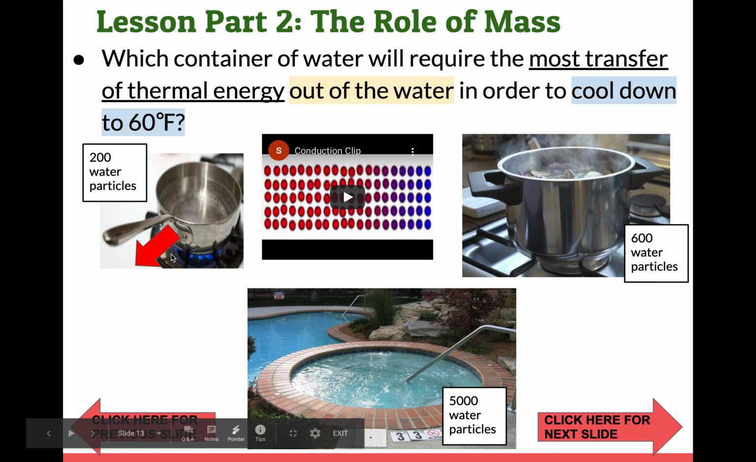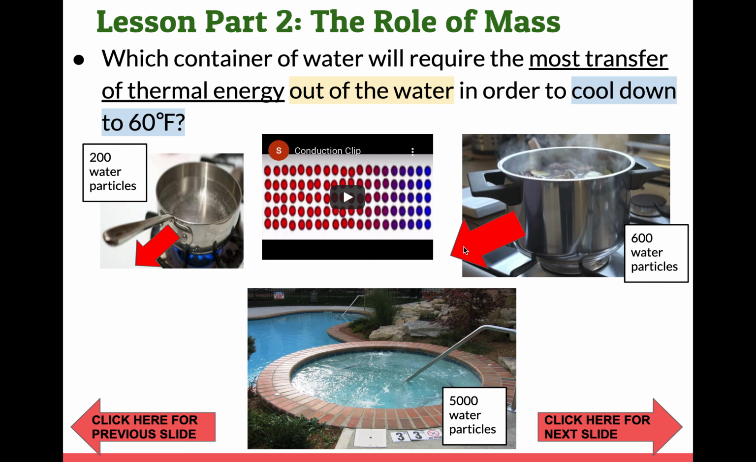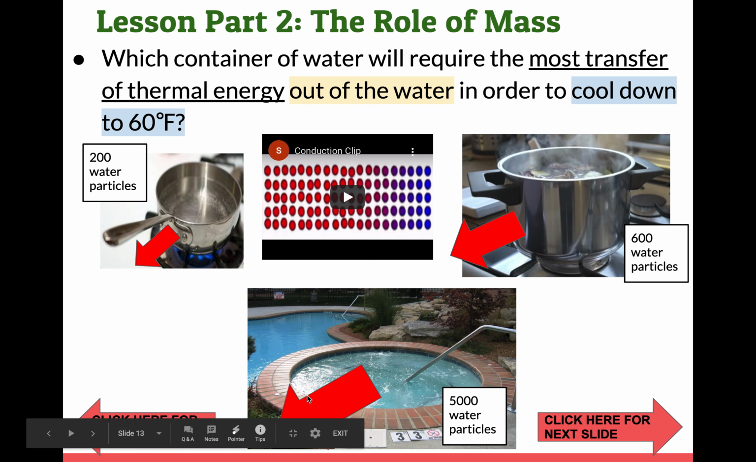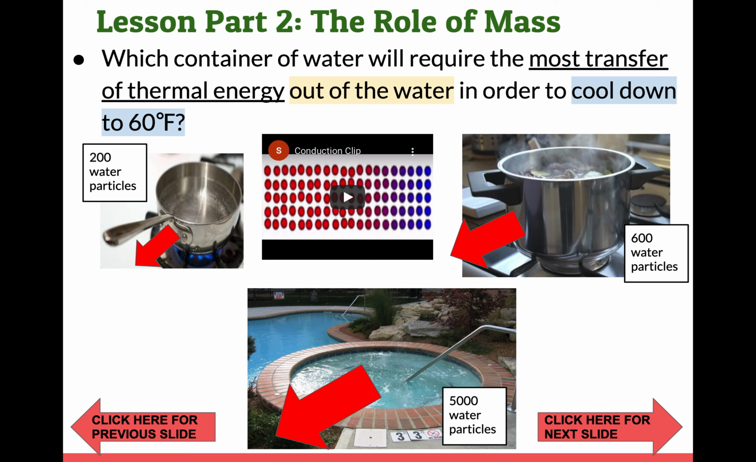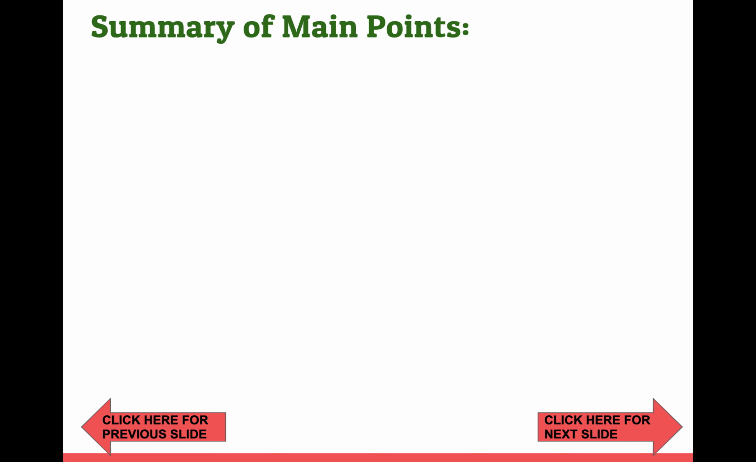So the small pot of water is going to require less thermal energy transfer out of it. The medium pot might require a little bit more. And then the largest pool of water is going to require the most amount of thermal energy to transfer out of the water so that it can cool down. So hopefully you're starting to see the relationship between mass and thermal energy transfer. Now here's a summary of the main points. We're almost done.